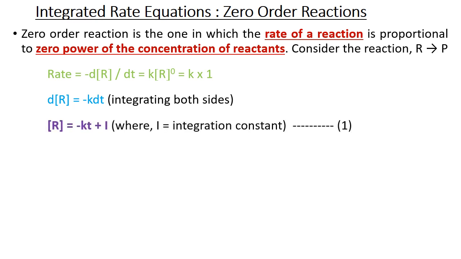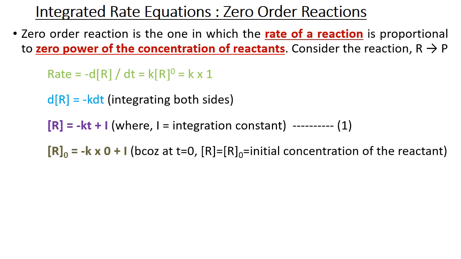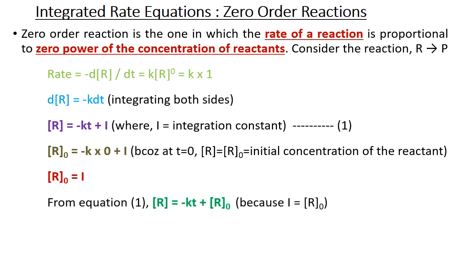On integration, it gives concentration of reactant [R] is equal to minus kt plus I, where I is the integration constant. At time t equal to 0, concentration of R becomes equal to the initial concentration of the reactant [R]0, which is equal to minus k into 0 plus I. Hence, I becomes equal to the initial concentration of the reactant.